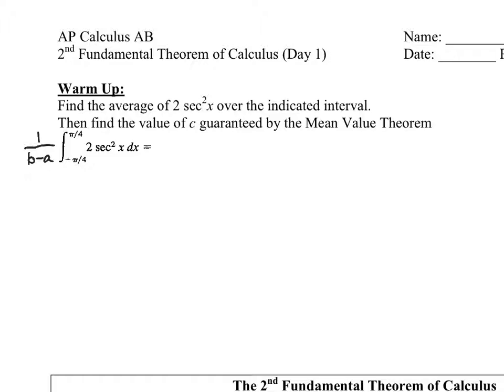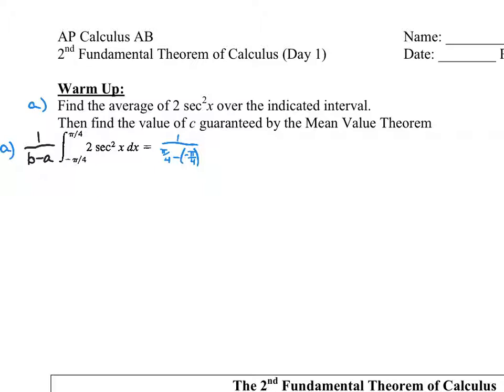So, first of all, here we're doing part A. We'll call this first part A. All right? So let's walk our way through this. What's b in this case? Pi over 4. What's a? Negative pi over 4. So we're doing that times.